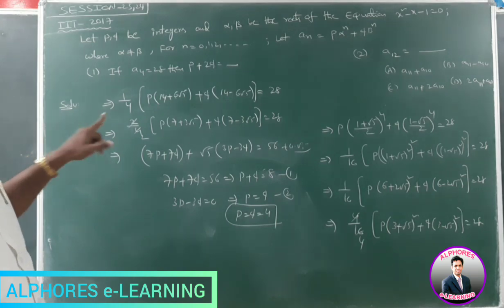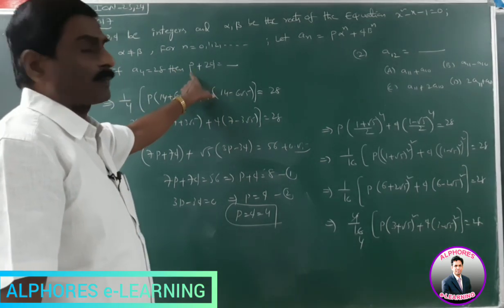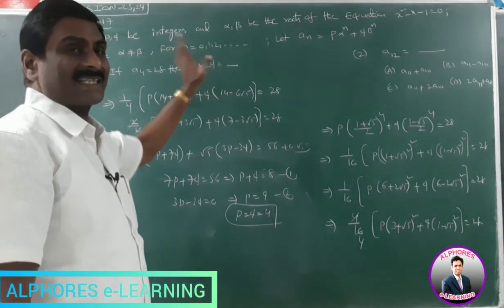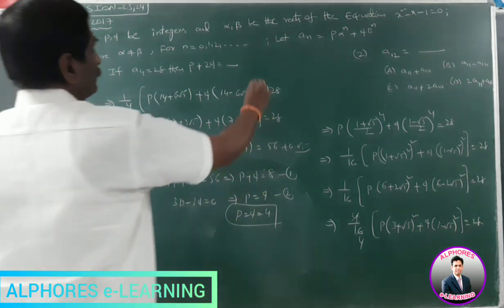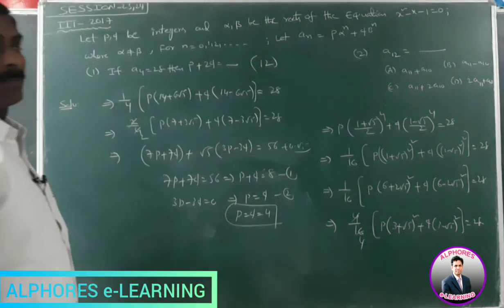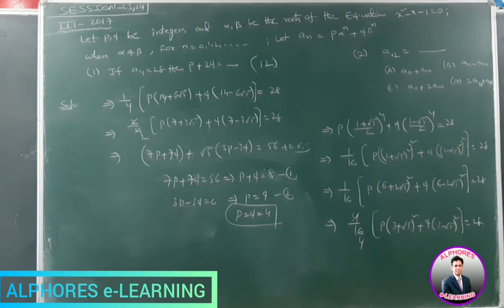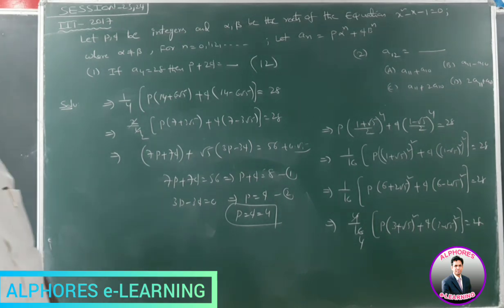So finally, p plus 2q is equal to 4 plus 2 into 4. That means 4 plus 8, 12. Final answer is 12. p plus 2q is equal to 12. It is the correct answer. Okay. Next, second one.